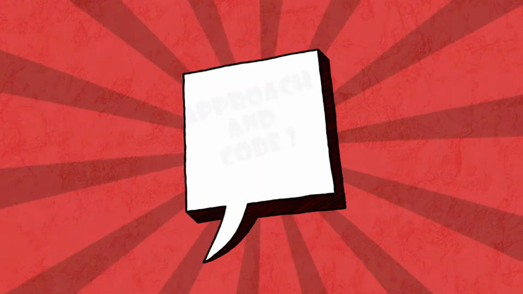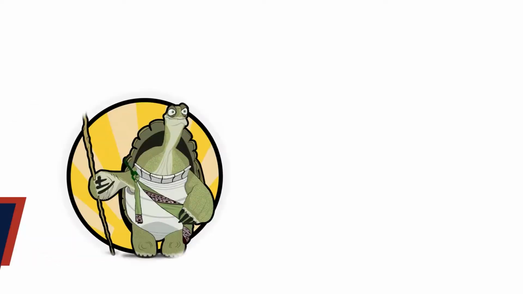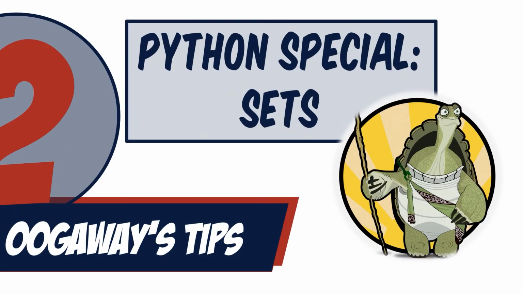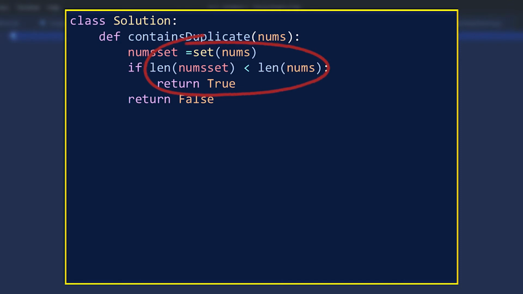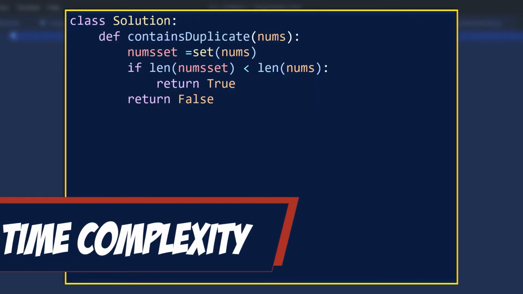The second approach which can be used in Python is converting the list to a set and then comparing the length of both. If they are different, the array has duplicate elements, else there are none. The time complexity here is O of n.